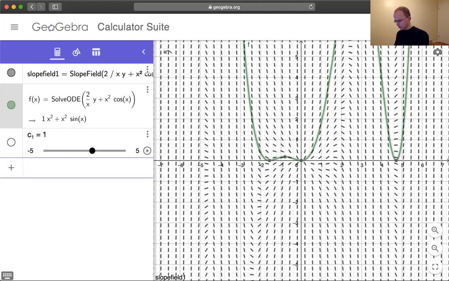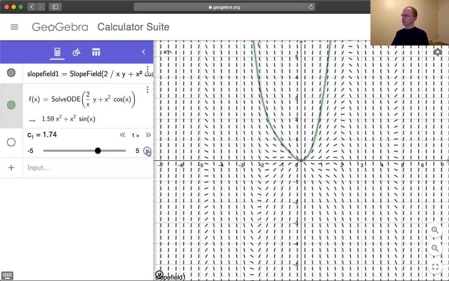Does that kind of match our solution? Let's see. Yeah, that's when c is equal to 1. We get that solution there. Okay, let's animate it and see what this function looks like. Might have to zoom out a bit to really get a nice picture.